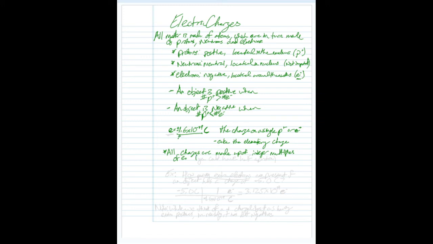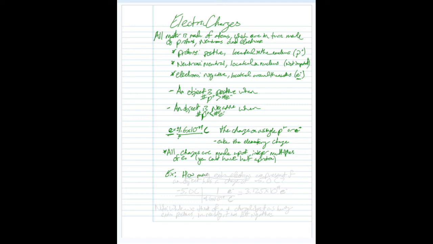We cannot have half a proton. We can't have 0.8 times 10 to the negative 19. Or we can't have 2.4 times 10 to the negative 19, because that's not an even integer multiple of the elementary charge. So, just a quick math example of how to do this.